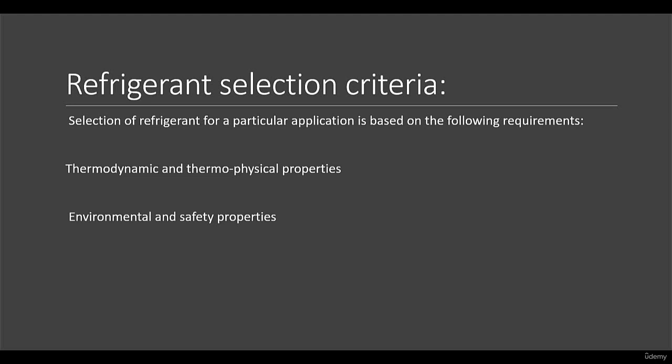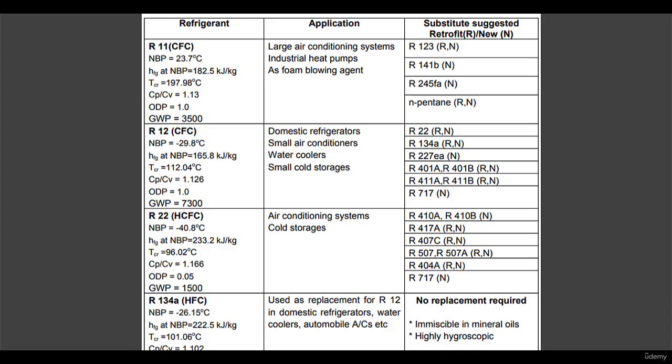The second is the environmental and safety properties. As you know, some refrigerants are very hazardous for our environment, like CFCs, chlorofluorocarbons. So we are very conscious about the environmental and safety properties of a refrigerant. And third is economics. If a refrigerant has all the right properties but is very costly, then it is not a good refrigerant. So economy is one of the major factors for a refrigerant.